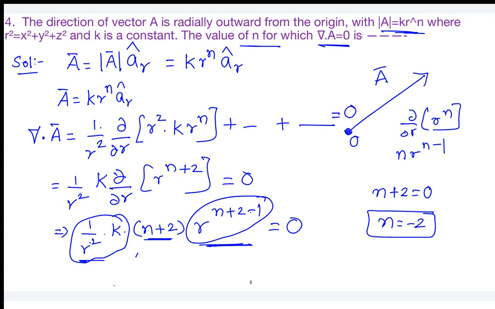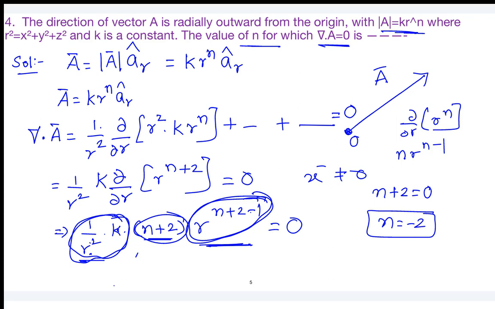I was going 1 by 1 term. So k is not 0, so I cannot consider that. And 1 by r square also cannot become 0, and this part also cannot become 0. So the only part which can become 0 is n plus 2 is equal to 0. Got my point now? Yes. n is equal to minus 2. So let's move on to the next question.